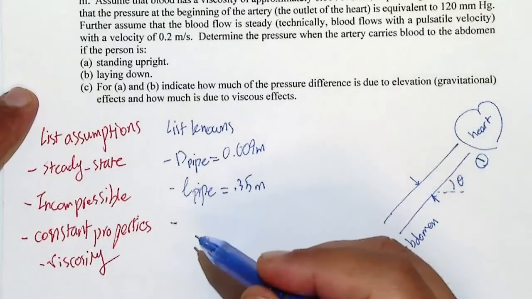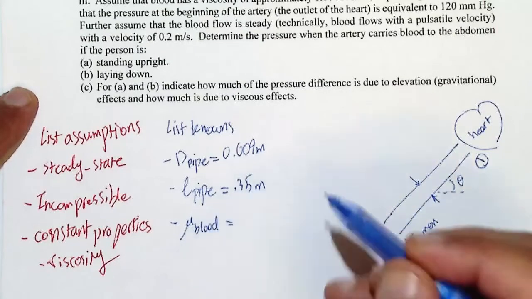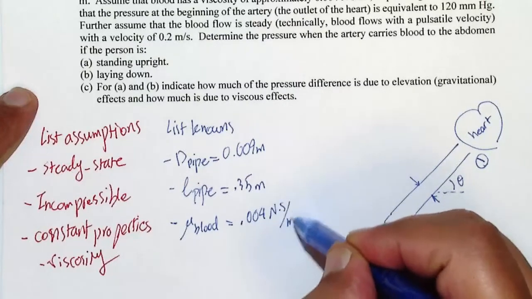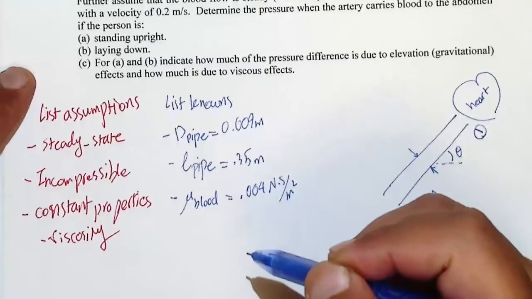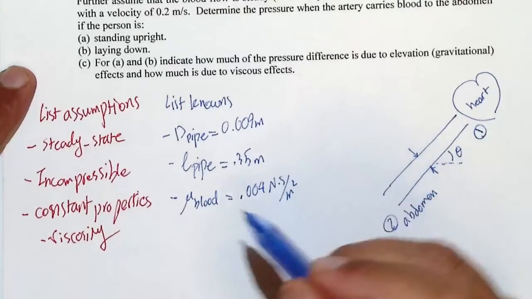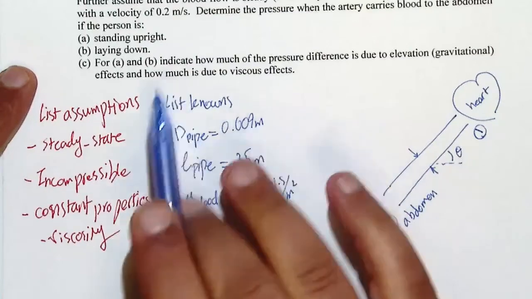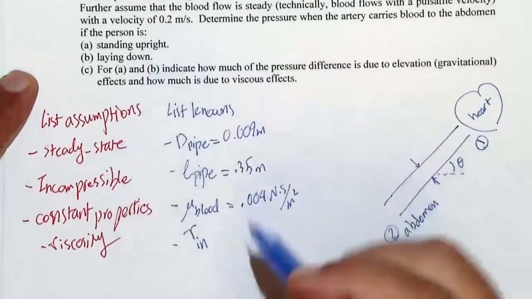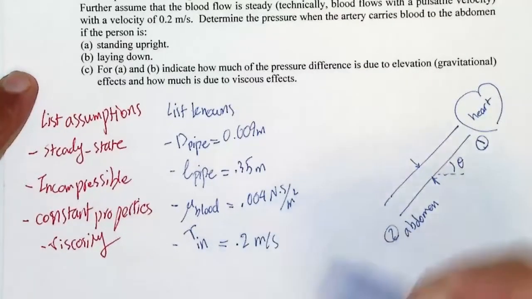What else? The mu of the blood is given, 0.004 Newton second per meter square. The velocity of the blood is given. V in is constant and 0.2 meter per second. So V in is 0.2 meter per second.